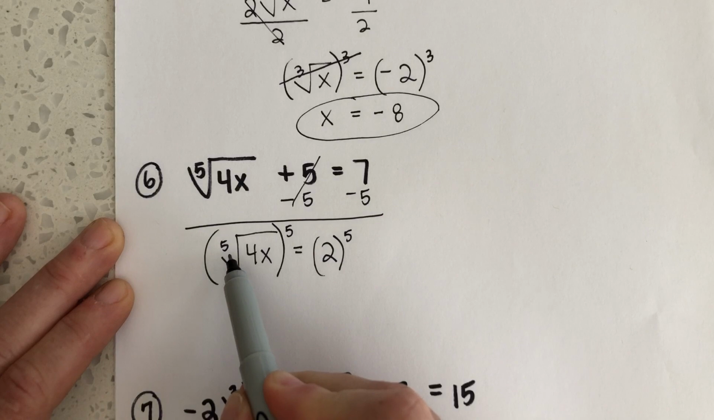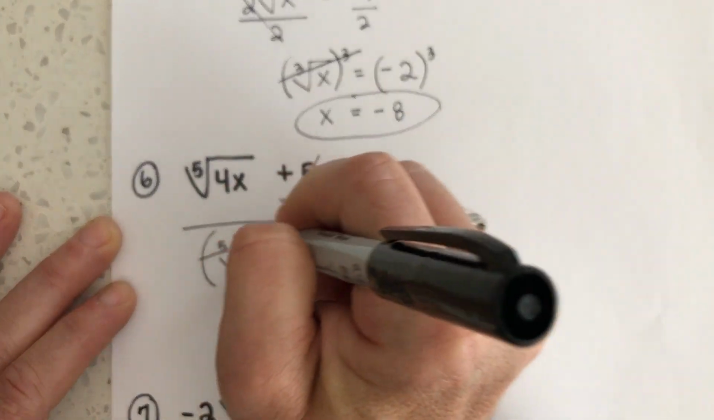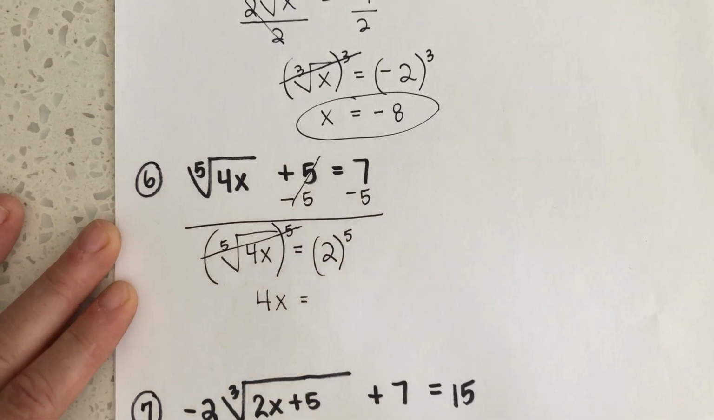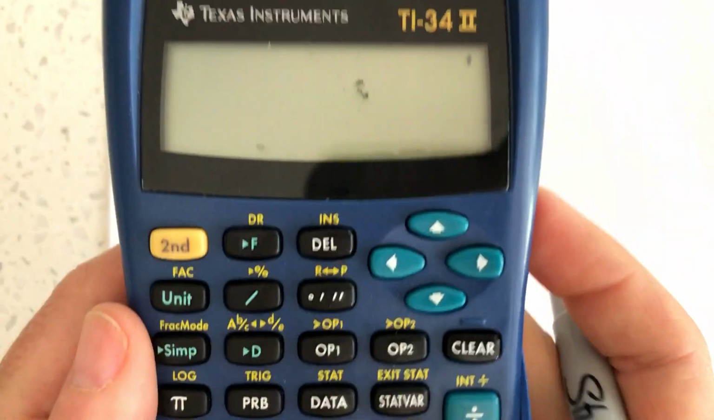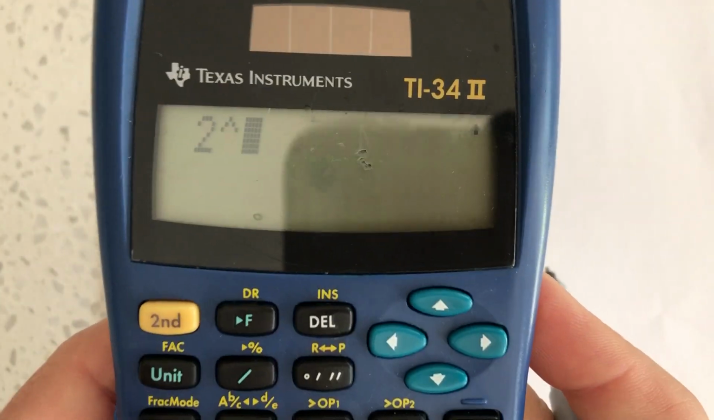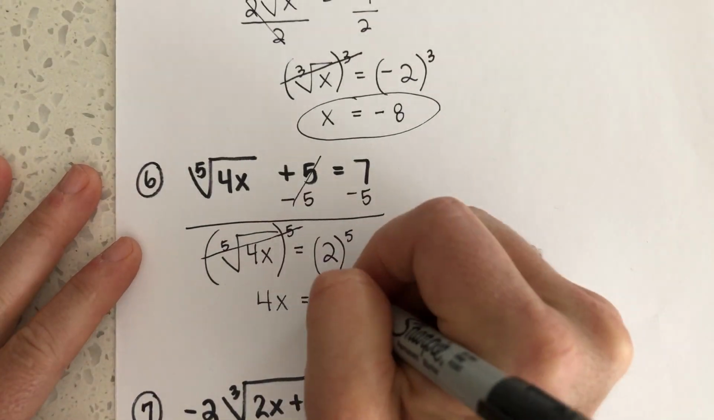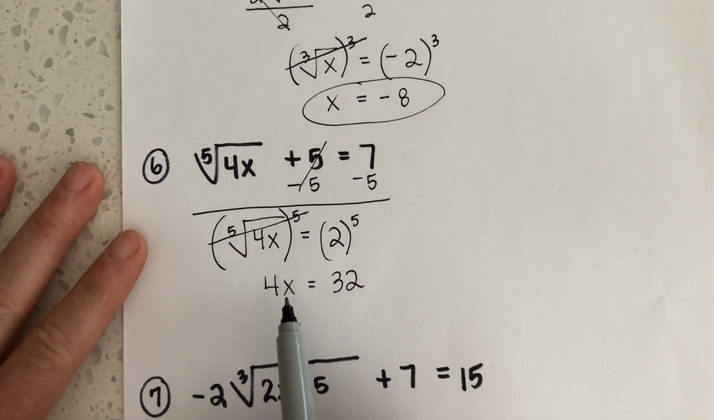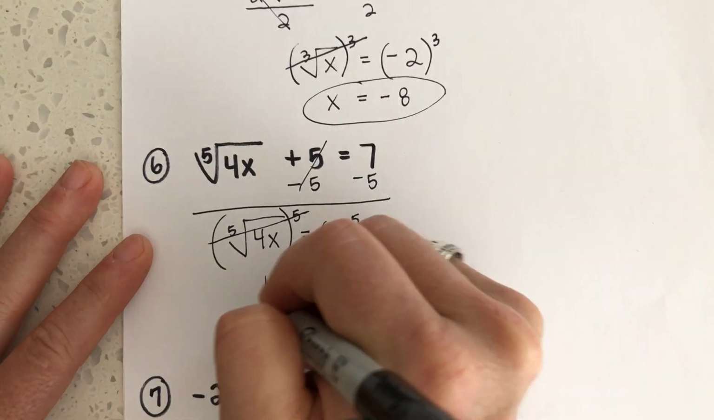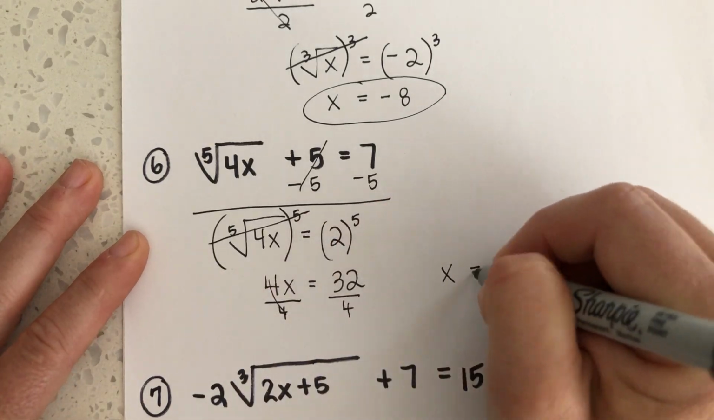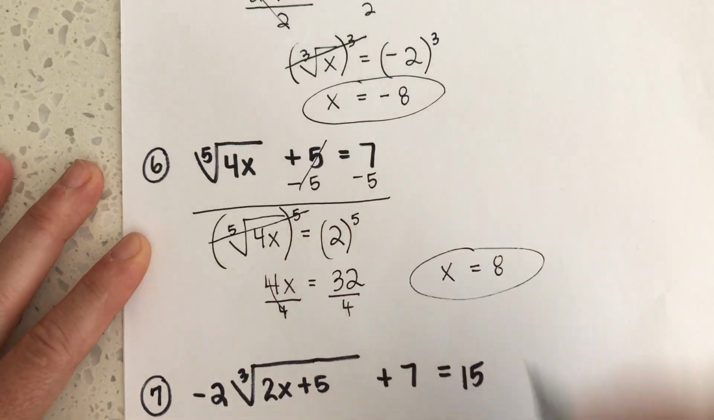Now what does this root and power of 5 do to each other? They cancel. I'm left with 4 times x, and it equals 2 to the 5th. If you don't know what 2 to the 5th is, take 2, raise it to the 5th power, hit enter, it's 32. All right, and then last, now you can solve for x. Divide both sides by 4, and x equals 8. Okay?